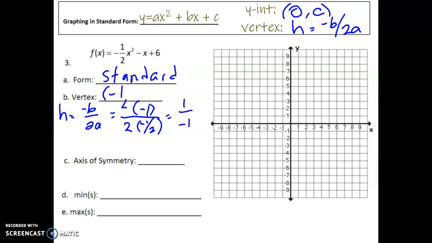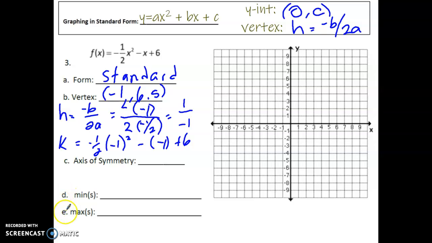Well, if I want the y value that goes with it, if I want to find k, I have to substitute into the original equation, and I'm going to use that -1 value that I found for x. So -1/2 times -1 squared minus -1. Again, be really careful with that minus and the negative, plus 6. Okay, so you can just type this directly in your calculator if you want to, and you're going to end up with 6.5. So there's my vertex, -1, 6.5.